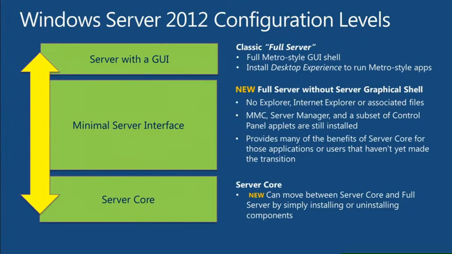So one of the benefits of being able to move in between here, there's actually a variety of ways you can use this and the way some of the TAP customers have been using this. One thing you can do is you can start with server with a GUI, do all your configuration, get the box set up how you want it, and then when you're ready to move into production, convert it down to Server Core and get the benefits of the fewer patches and fewer reboots that Server Core provides.